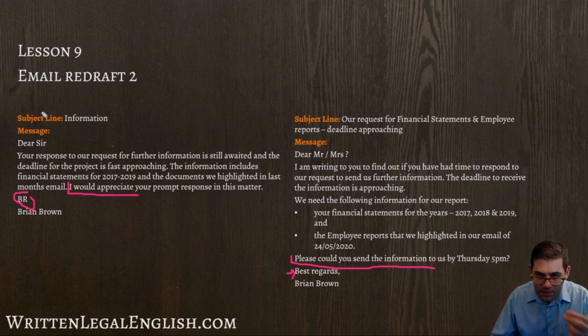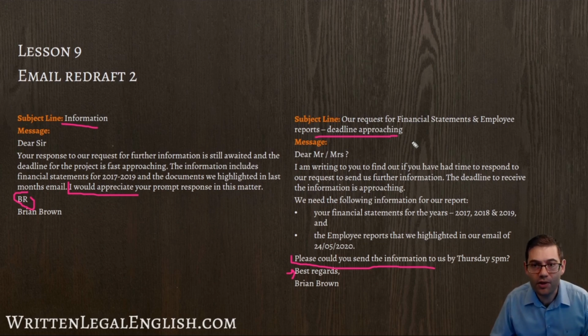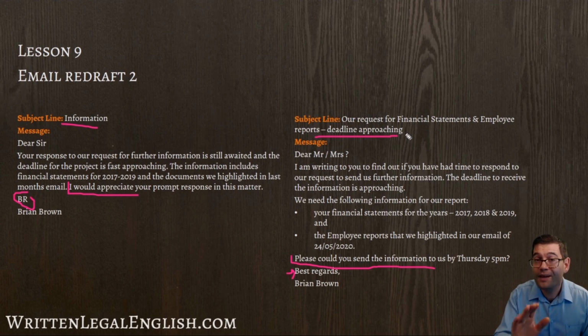And lastly, but most importantly, the subject line. "Information" tells me nothing at all. But this subject line, and you can see it's a long subject line: "Our request for financial statements and employee reports, deadline approaching." I've chosen these words to make the reader start to panic, to go under pressure, to think there's a time limit here, I have to respond. So there are a number of writing techniques that you can use in order to get the reader to respond a little bit faster, but you have to use them carefully and appropriately.